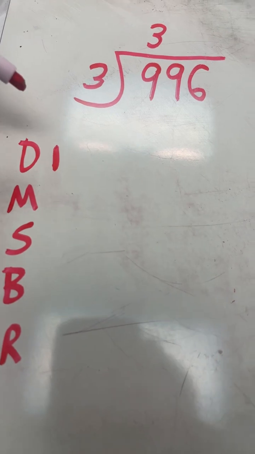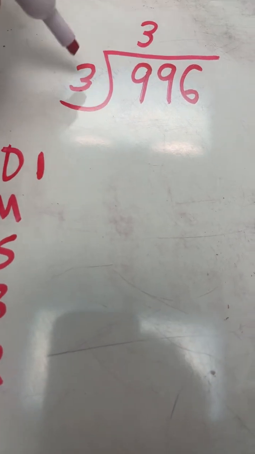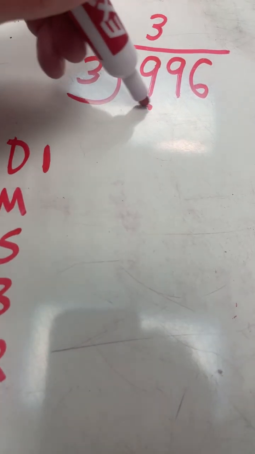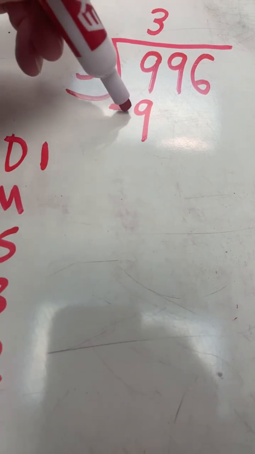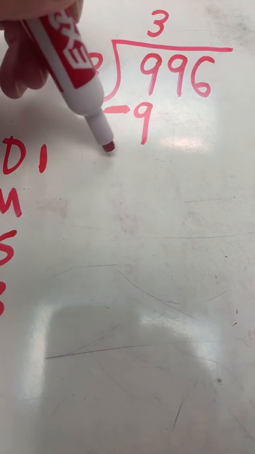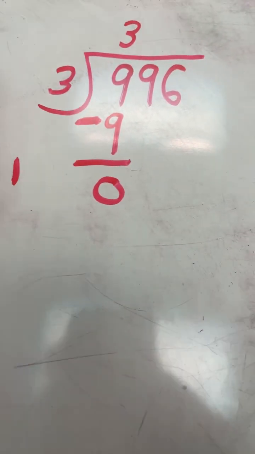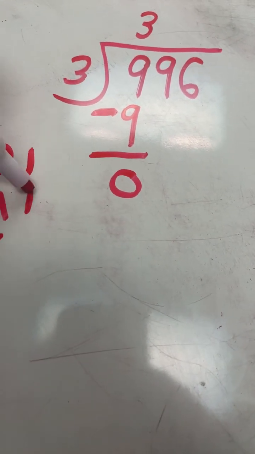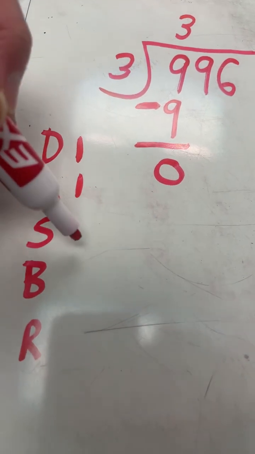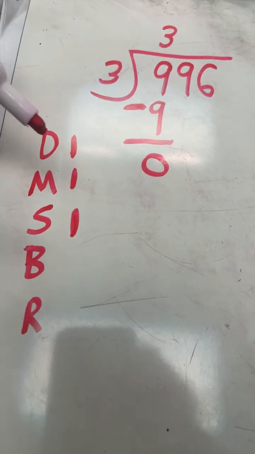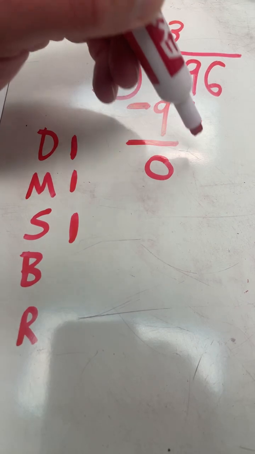So we just divided. 3 times 3 equals 9. So 9 is what we subtract. 9 minus 9 equals 0. There is no remainder. So we divided, we multiplied, we subtracted. Next step is we bring down. So we're bringing down the 9 now.